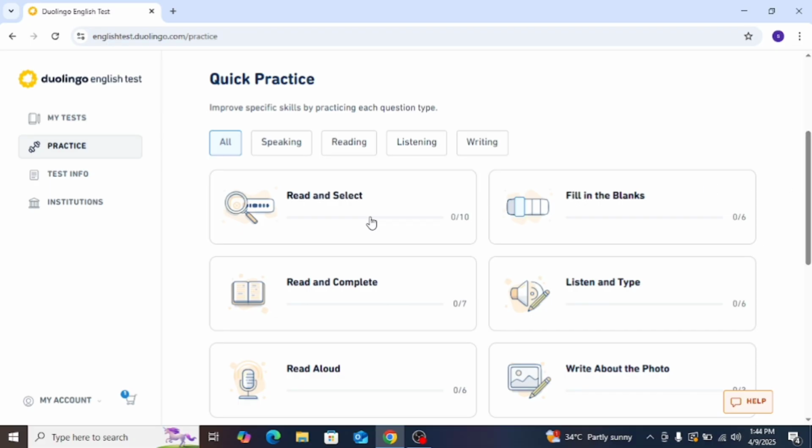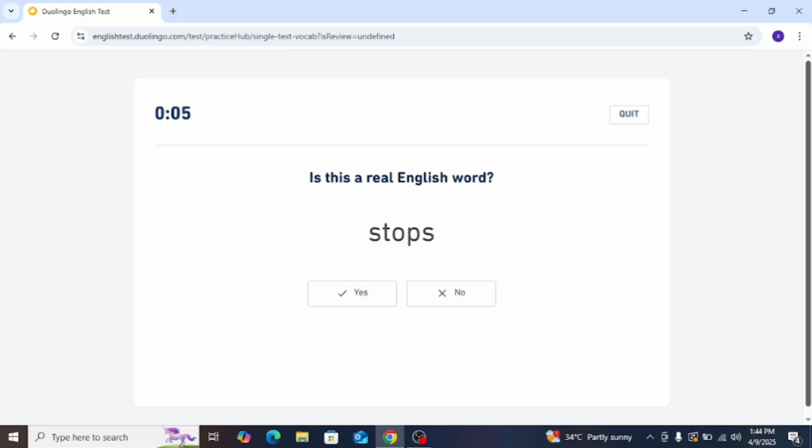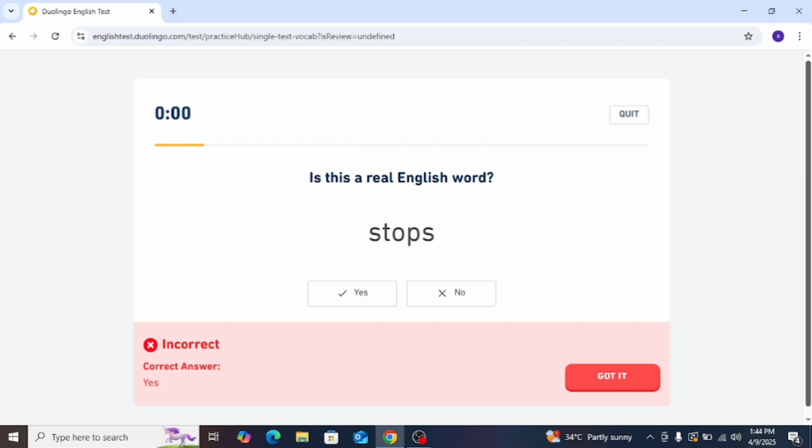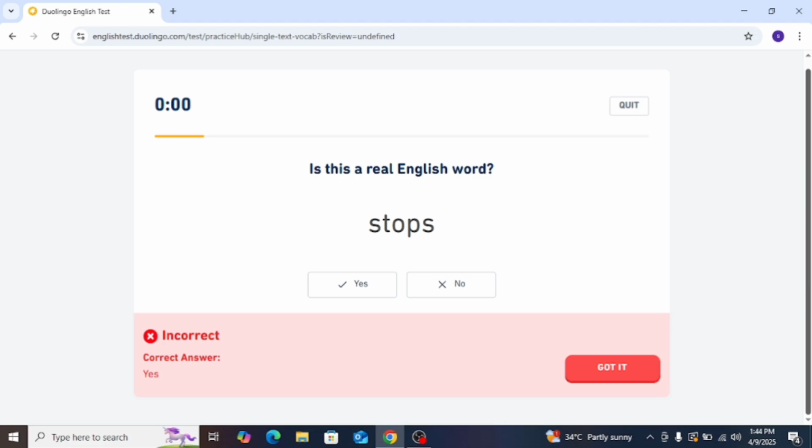I want to practice from here. Read and Select. In this test we have to select whether the English word is real or not. For example, I just want to start here. Is this a real English word or not? Stop. Is stop real English or no?